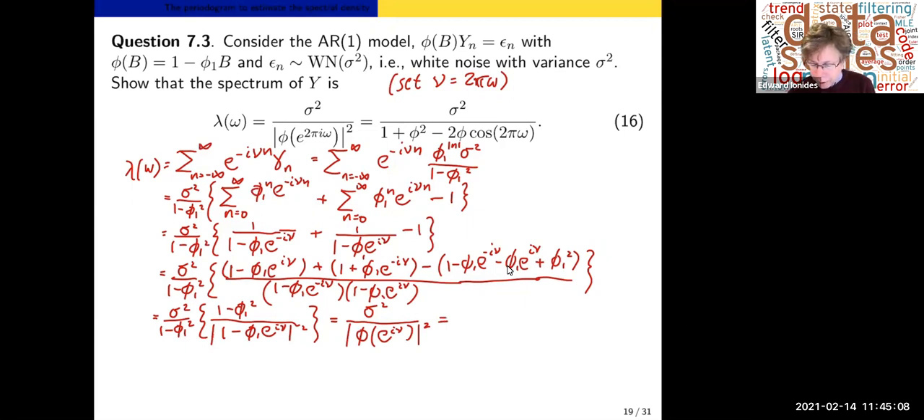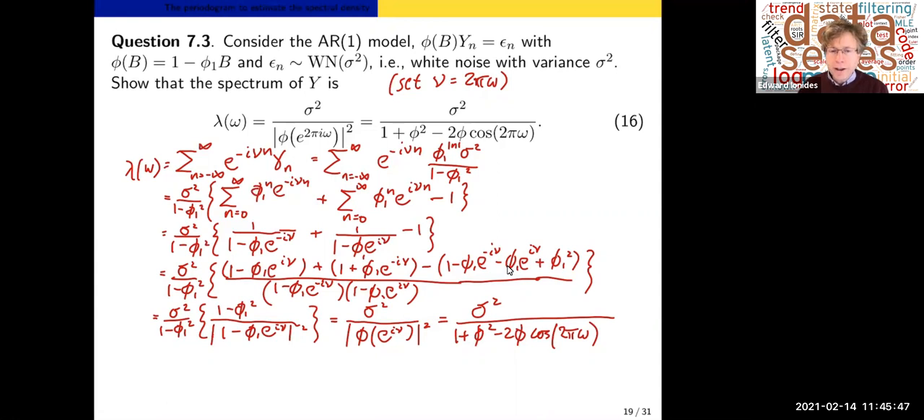And then if I write this out in terms of sines and cosines, I'm not going to go through the algebra right now, just to check that that is indeed equal to 1 plus phi squared minus 2 phi cos 2 pi omega. So there you go. We've done our algebra.